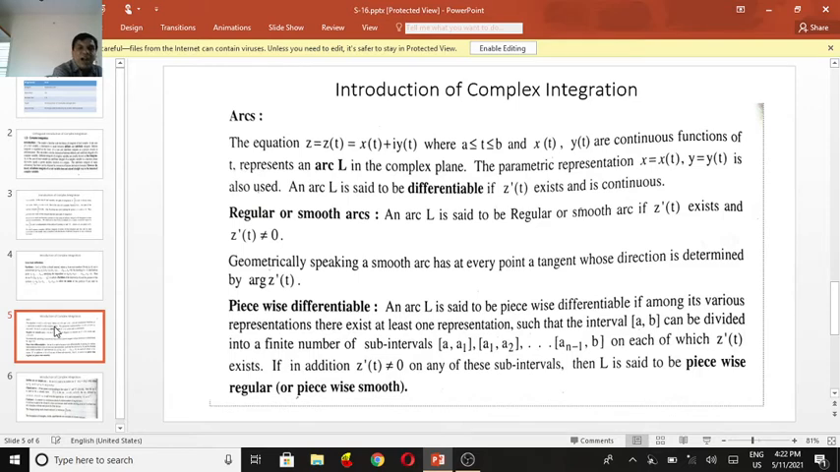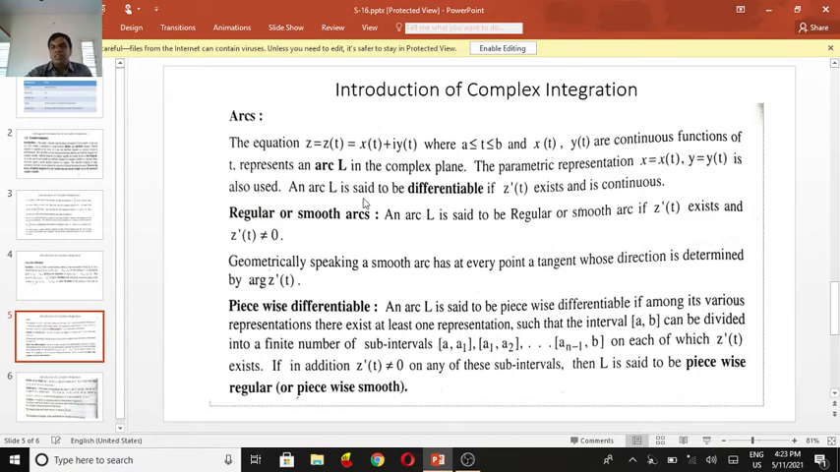And x of t and y of t are continuous functions of t. So this is the function we defined. Then the function z of t equals x of t plus i y of t, where a is less than or equal to t less than or equal to b, and x of t and y of t are continuous functions of t, represents an arc L in the complex plane. The parametric representation x equals x of t, y equals y of t is also used.